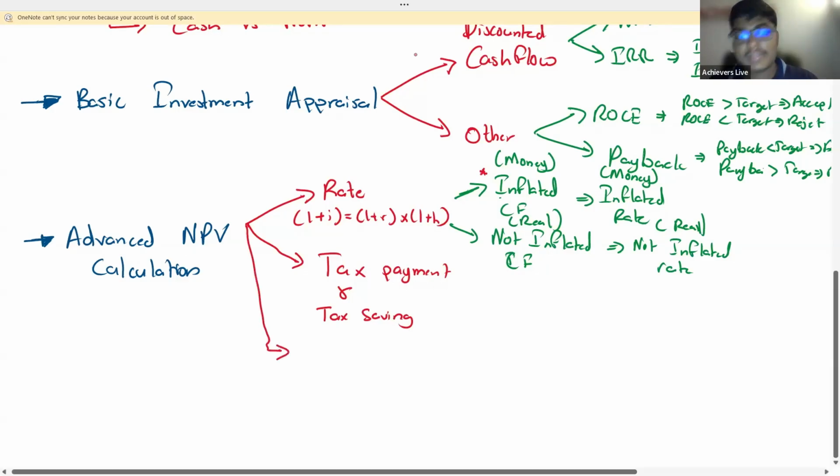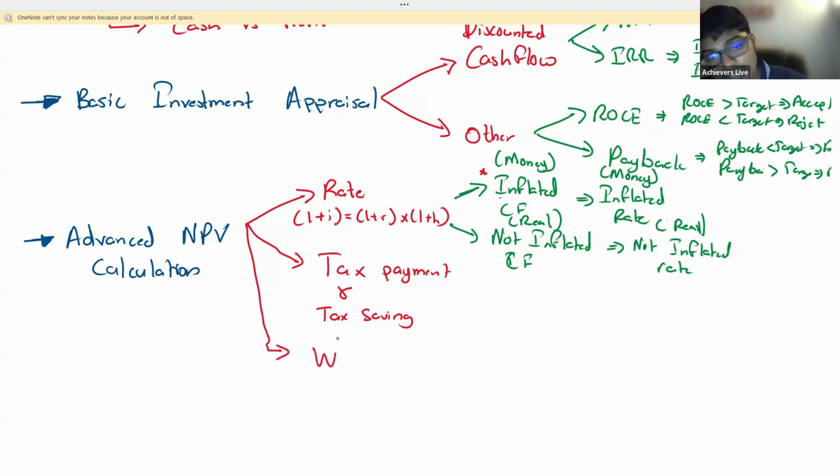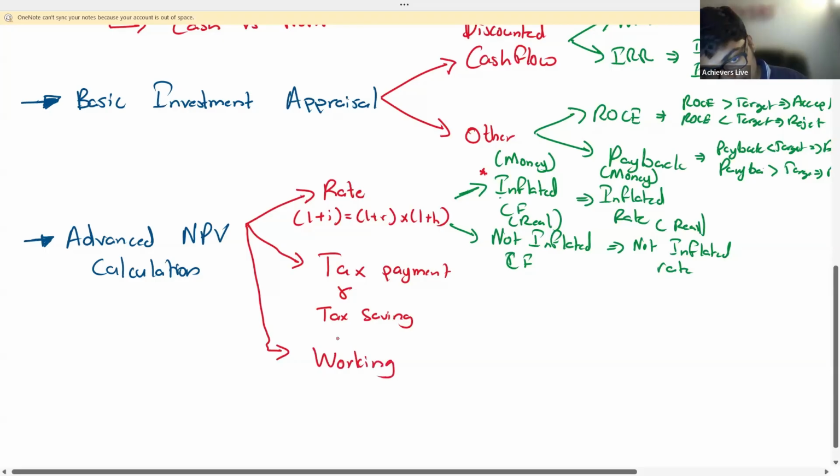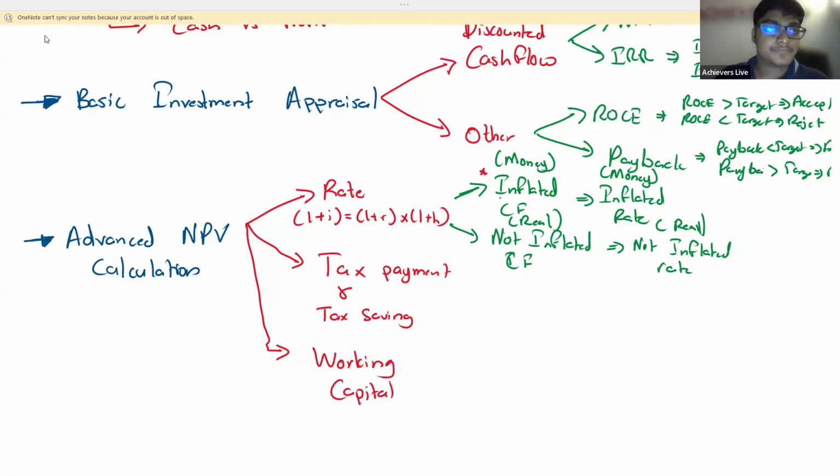Next adjustment, what is the next one? Working capital adjustment. Working capital. Guys, give me 1 minute.